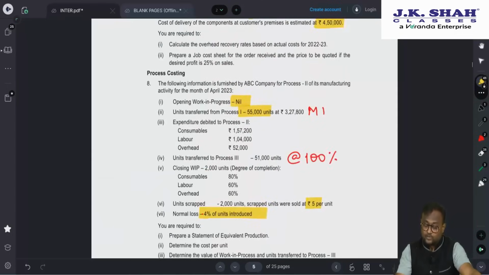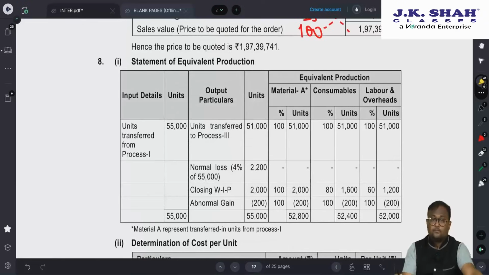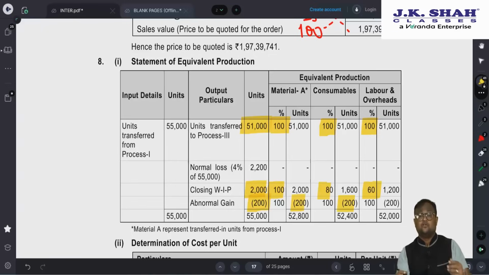So guys, we are supposed to prepare an equivalent production statement, cost per unit, and then prepare process 3 as well. Now see, your statement of equivalent production will include only those items which are to be recorded at cost. Now, you just simply follow the format that you have followed. I am just explaining the concept here. 51,000 is 100% completed. Closing WIP completion stage is mentioned. And we have abnormal gain. Abnormal gain is additional finished goods.